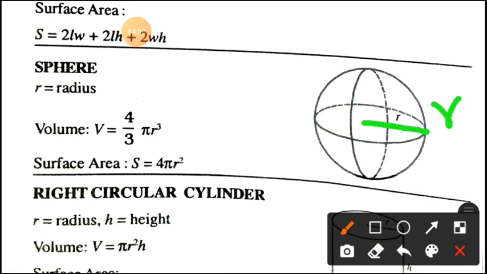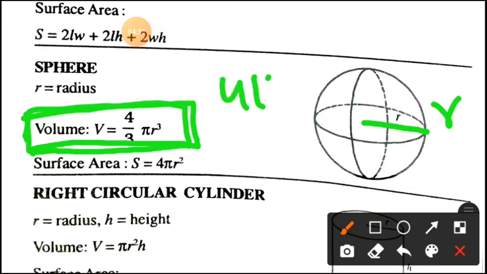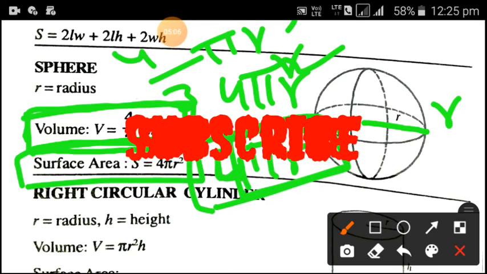What is the volume formula? Volume is equal to 4 by 3 pi R cube. 4 by 3 pi R cube is the formula to find the volume of a sphere. Next, what is the surface area? 4 into pi R square. For a circle, pi R square is the area. For the sphere, 4 into pi R square. Okay.